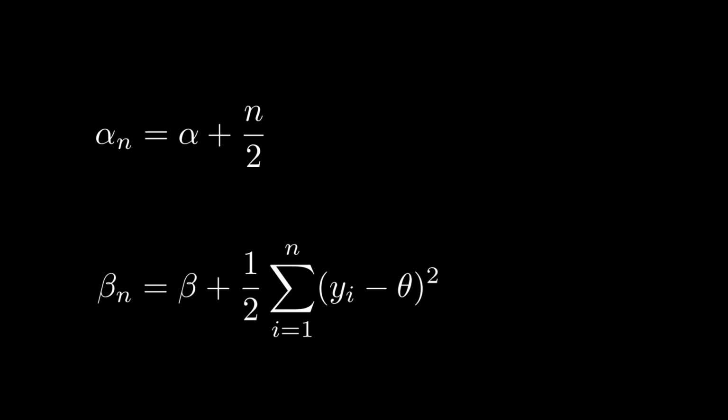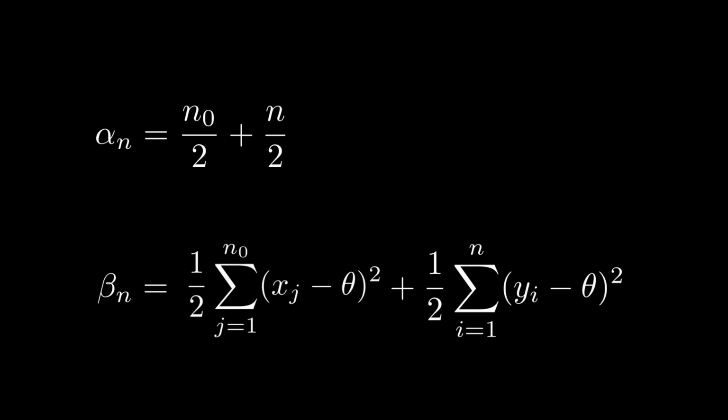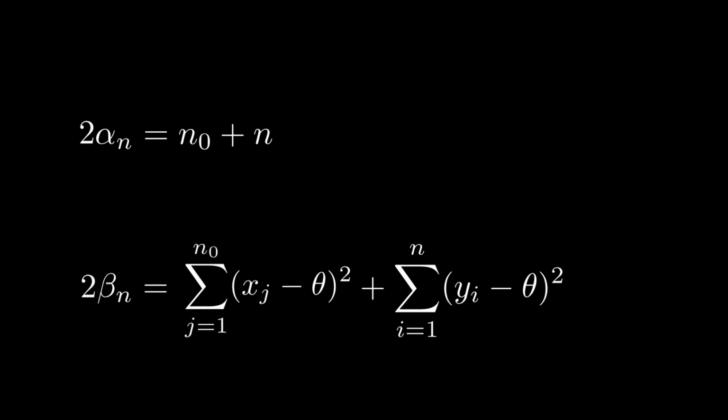In this example, it makes sense to consider prior information as prior observations from the same data-generating process. By doing so, the prior value for alpha can be thought of as half the prior sample size, and the prior value for beta as half the sum of squared deviations from the mean, calculated from prior observations. Multiplying by 2 produces a simple and memorable description. 2 alpha is the total sample size, and 2 beta is the total sum of squared deviations from the mean, factoring in data both old and new.